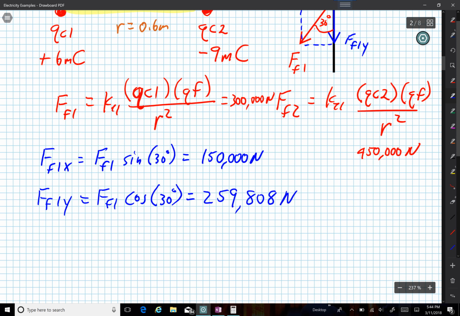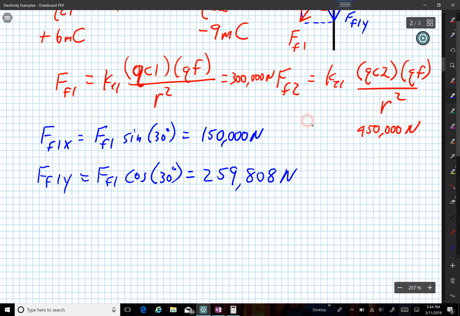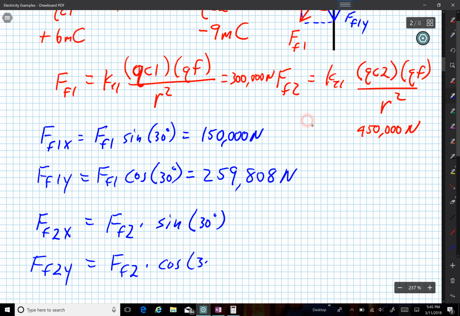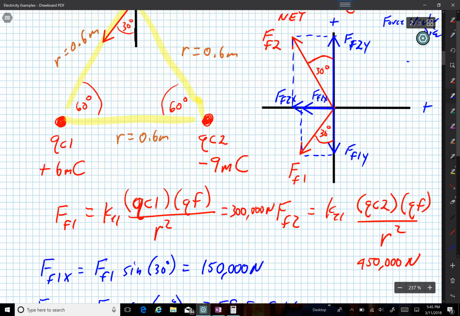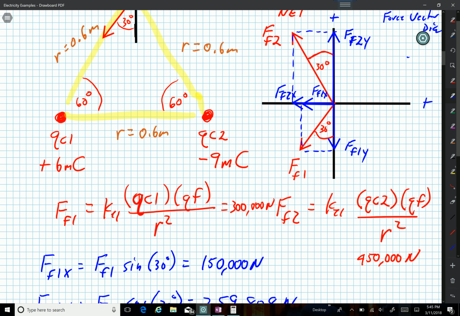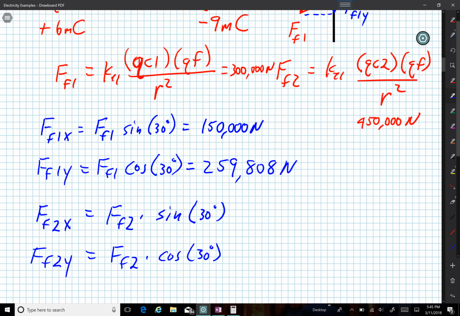Newtons. And then we can say F2x equals F2 times sine of 30 degrees, and F2y equals F2 times cosine 30 degrees. And let's just make sure that's right. Yep, the x component is going to be sine. That's right. Okay.